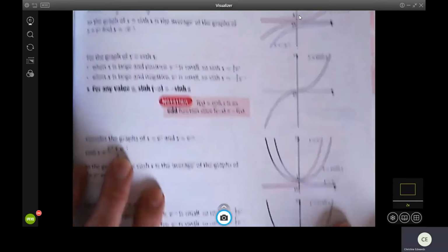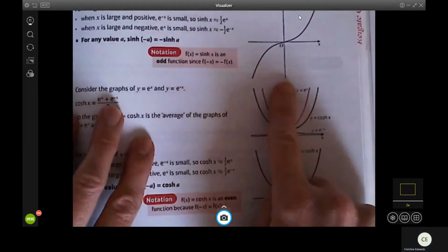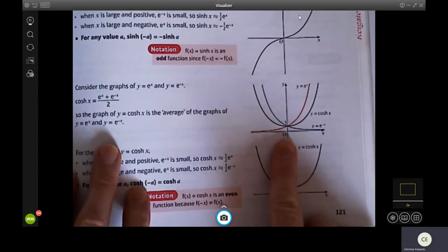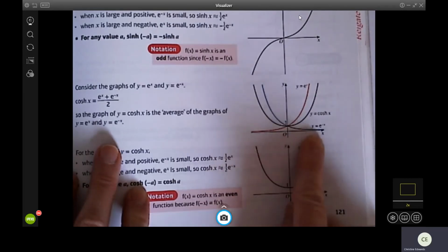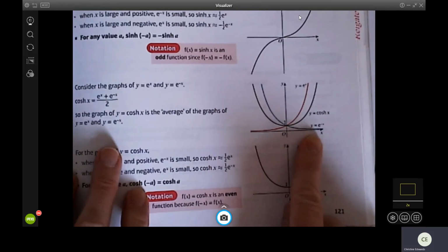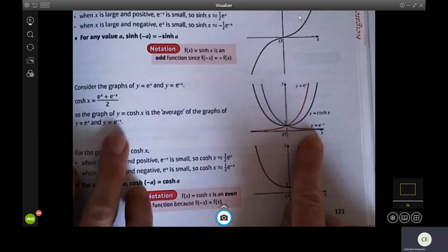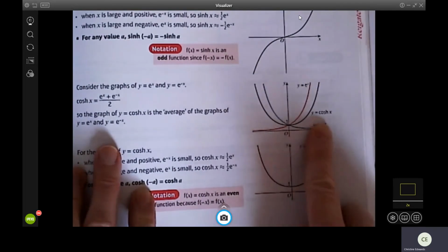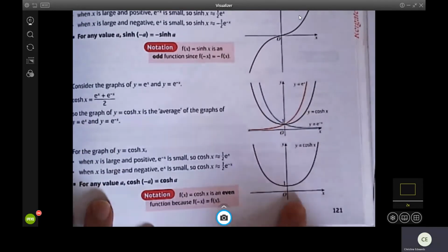In a similar way, we can come up with the graph for hyperbolic cos. This time we are combining the red graph, e to the x, with the blue graph, e to the minus x, and then dividing the result through by 2 as per the definition. And that gives the black cosh curve.